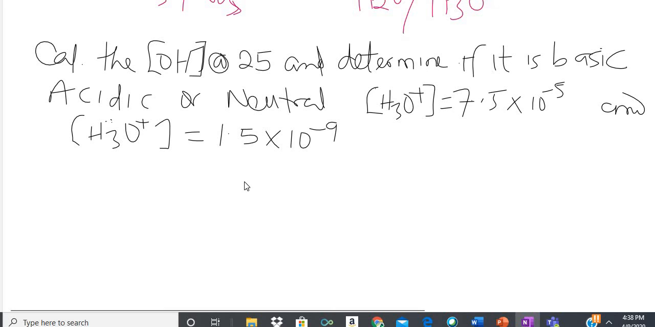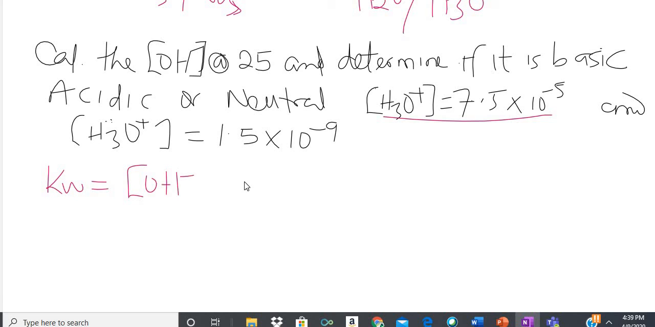The next example says calculate the hydroxide ion concentration at 25 degrees and determine if it is basic or acidic or neutral. So what we do here is we use the dissociation constant for water. We want to start with this first. So Kw is the concentration of OH hydroxide ion and the hydrogen ion is going to be equal to 1 times 10 to the negative 14.